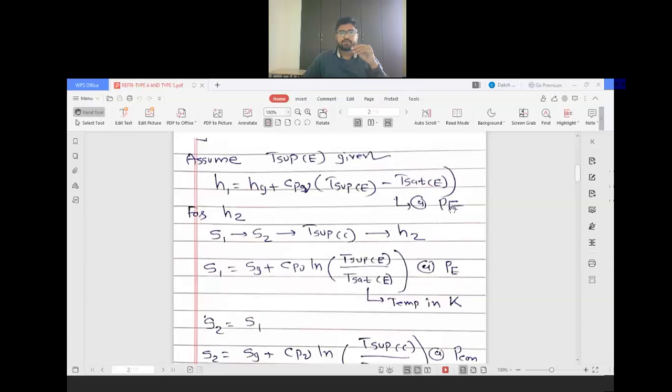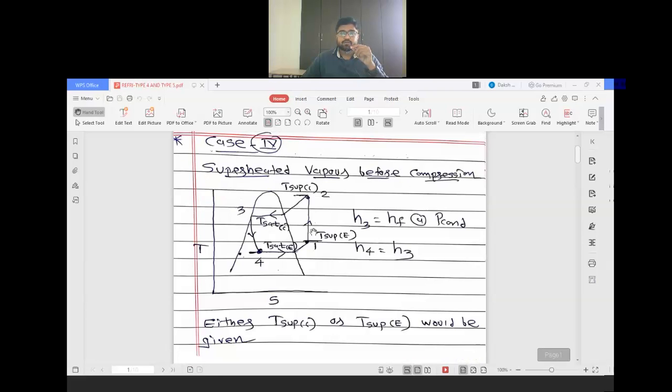All the values you need to take at which pressure? P evaporator pressure. I am not going into detail on that, because we already discussed it in our first or second basic lecture. All the values, including the Hg value, you have to take at the evaporator pressure. Clear? So you got H1. Now out of 4, 3 enthalpies are with us. 3 enthalpies we found, but H2 is still pending. Now how to find H2?